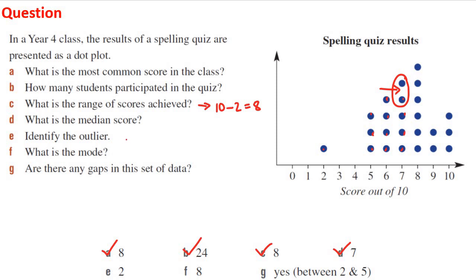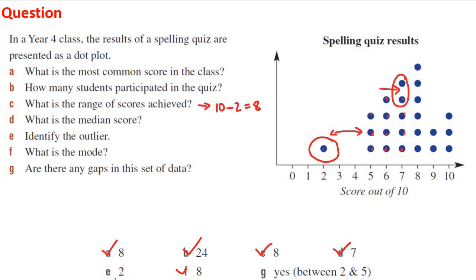Next, identify the outlier. Come on, this one. This is clearly different from the group, with this much gap. Okay, so this is the outlier, 2. Next, what is the mode? That means the highest column over here, right, which is 8. See, it is not very hard, it is quite easy.